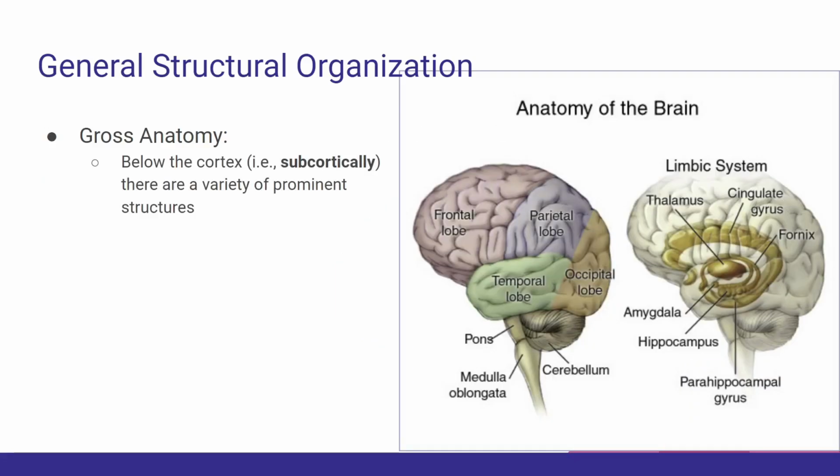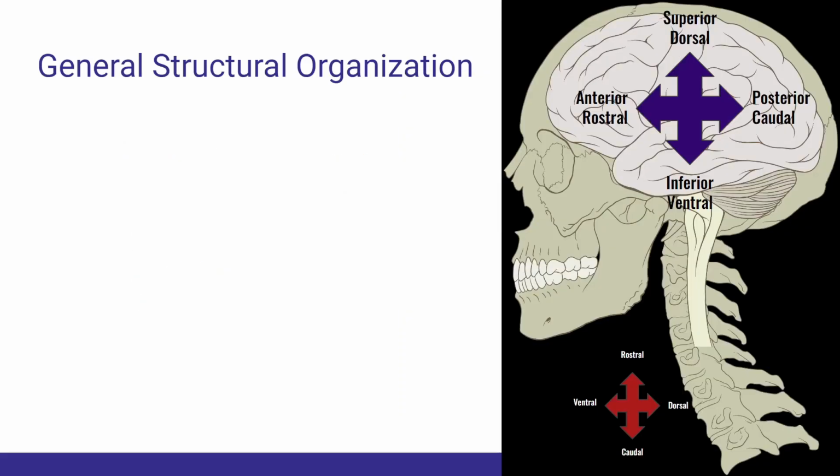Below the cortex, or what's called subcortically, there's a variety of prominent structures. So if you look at the graphic to the right, you'll see some of them listed that are related to what's called the limbic system. So that includes the thalamus, the basal ganglia, the amygdala, and the hippocampus. And those play a prominent role in a variety of cognitive functions, from emotional processing to memory to coordinating our movements and behavior.